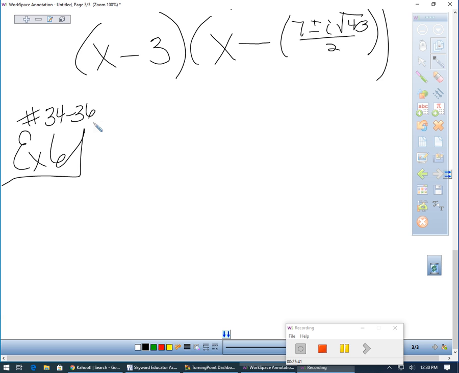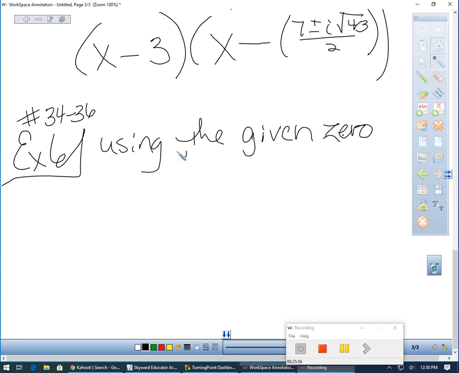36. In this one, it says using the given zero, find the rest. And then they want you to write it as a linear factorization. Okay? So we're going to write it as a linear factorization afterward.